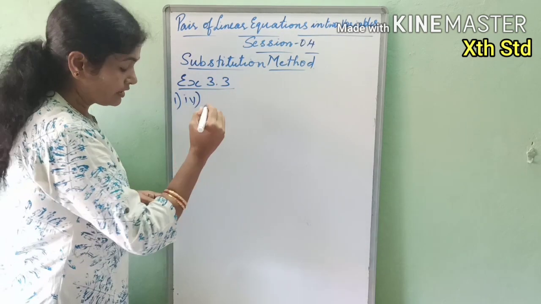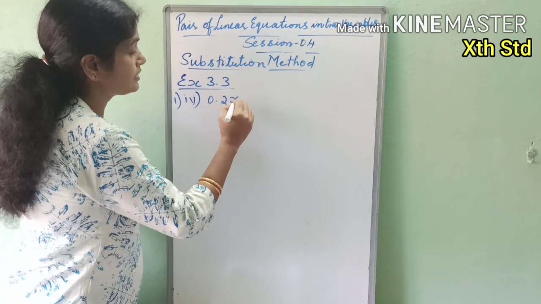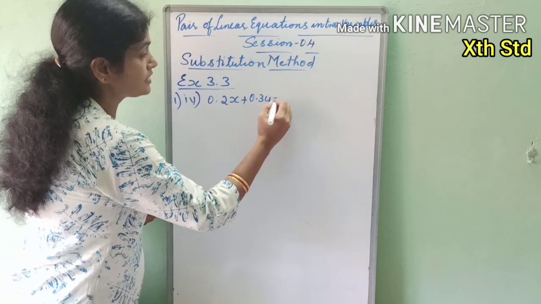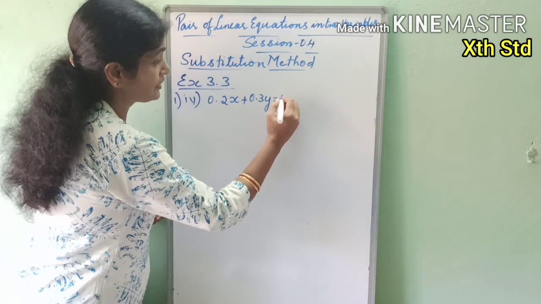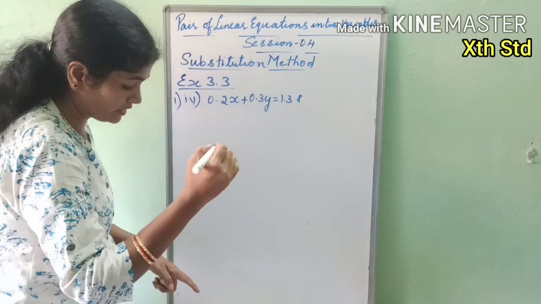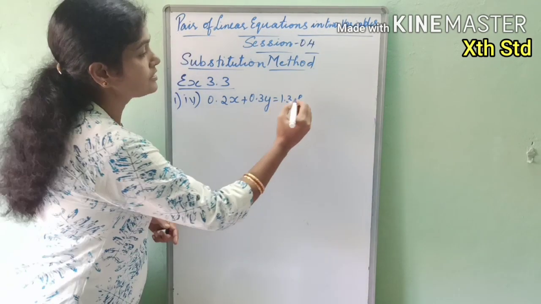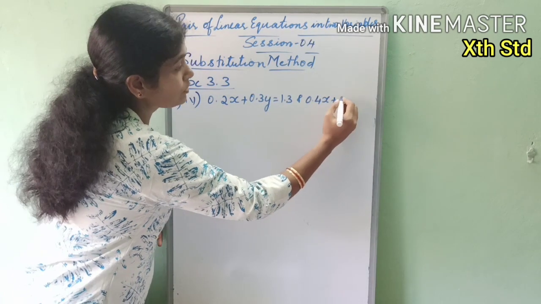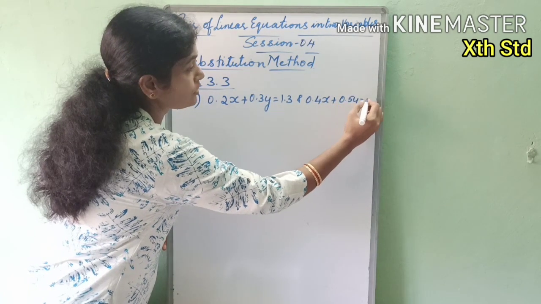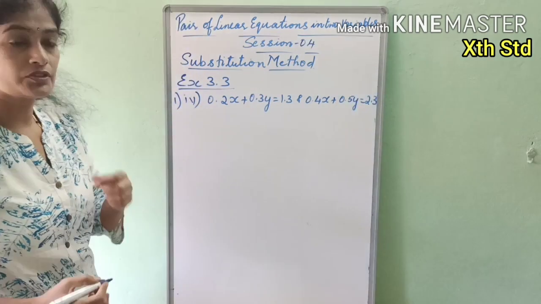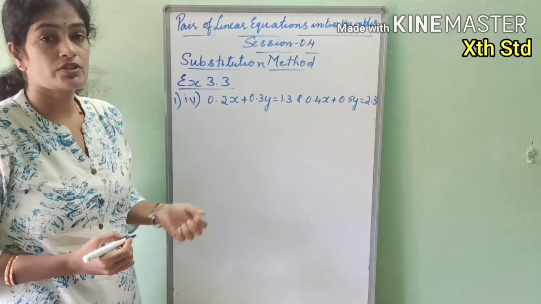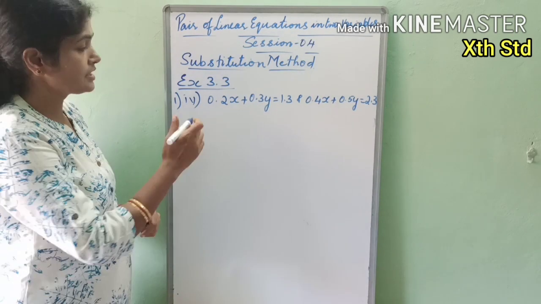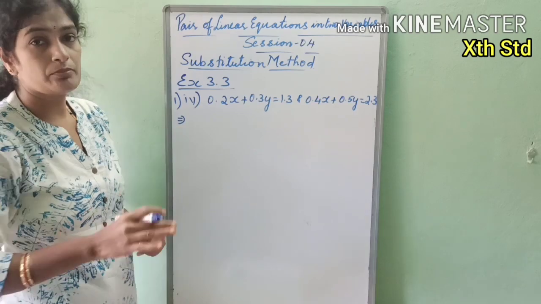Fourth question. 0.2x plus 0.3y is equal to 1.3, and another equation 0.4x plus 0.5y is equal to 2.3. Right? Now, if you just look at the equations, they are in decimals, all in one place of decimals only. So we will try to remove the decimals.